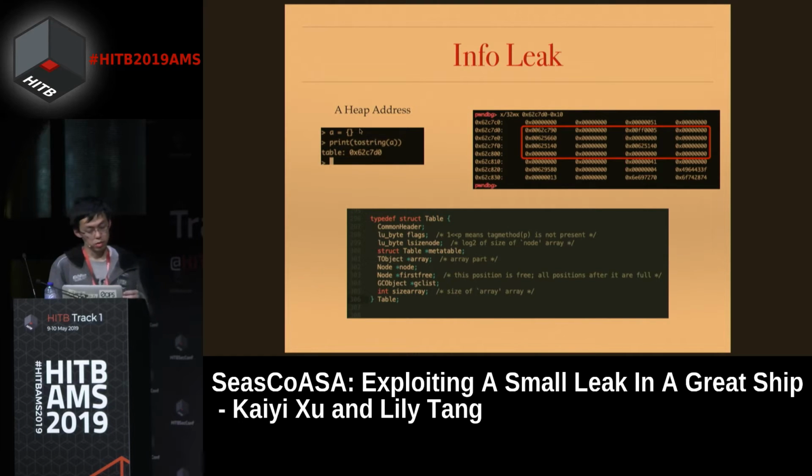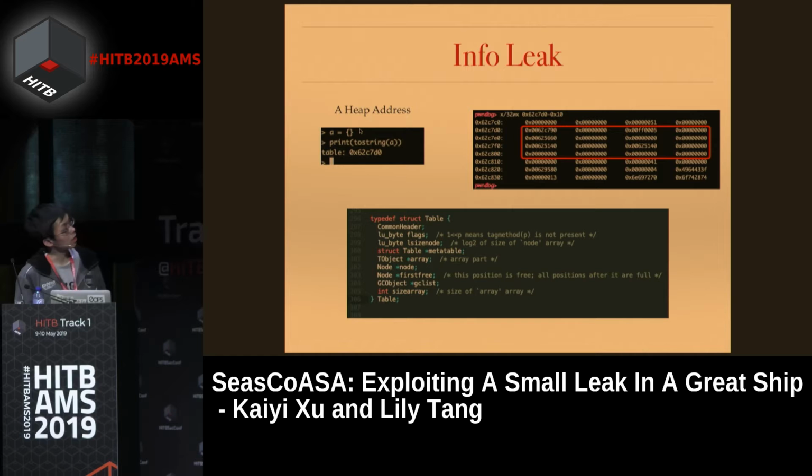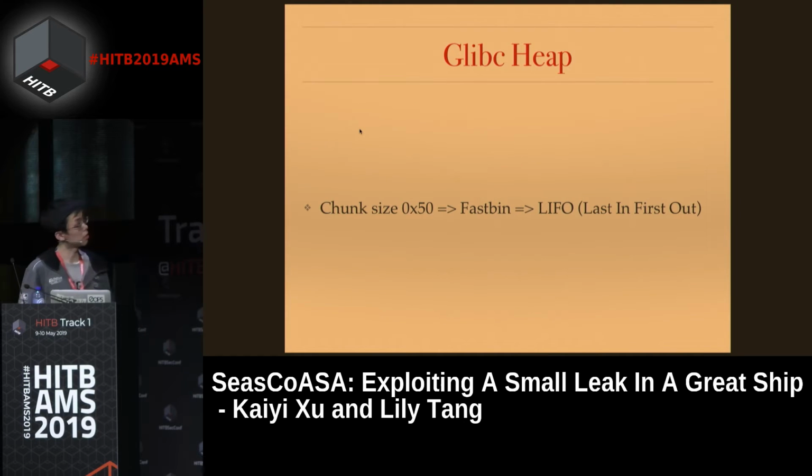And in this table address, from the GDB layout, we can find the size of this table chunk is 0x50, and below it is the definition of the table. So the size 0x50 is very important here. We know that in the glibc heap, the size 0x50 is in the fastbin, which is LIFO, which means the last in, first out bin list.